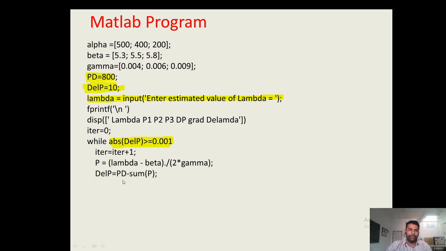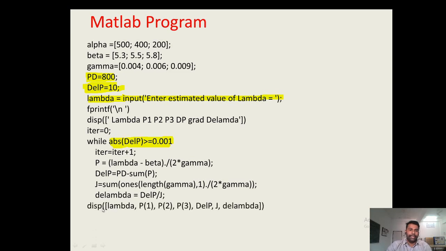Del P is equals to PD minus summation of P, so the new value of del P will be found out. J is one type of constant here, it will be evaluated with the help of the gamma values. Then we will take the ratio of del P to J, so it will calculate del lambda, that means the change in the lambda. So, we will display lambda, P of 1, P of 2, P of 3, del P, J, d lambda on the screen of the MATLAB.